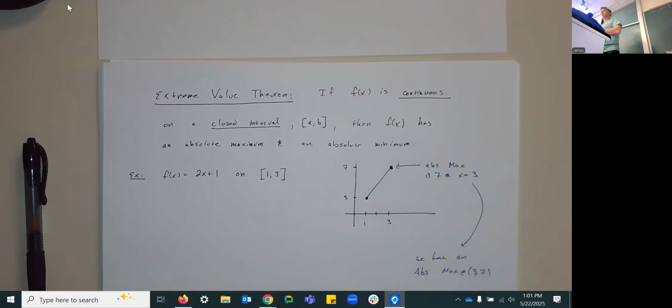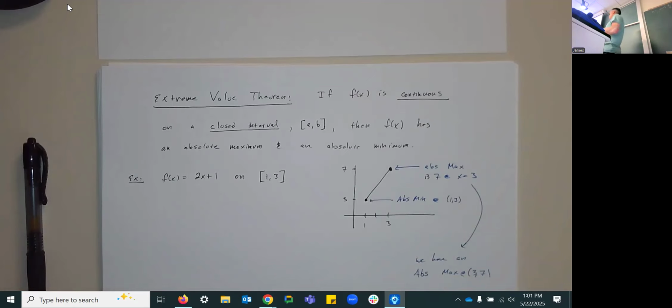The maximum value of this function on this interval is 7. Where does that happen? At 3. Okay, and then right here, we have an absolute minimum at the point (1, 3). So the minimum value of this function is 3, and it occurs when x is equal to 1.